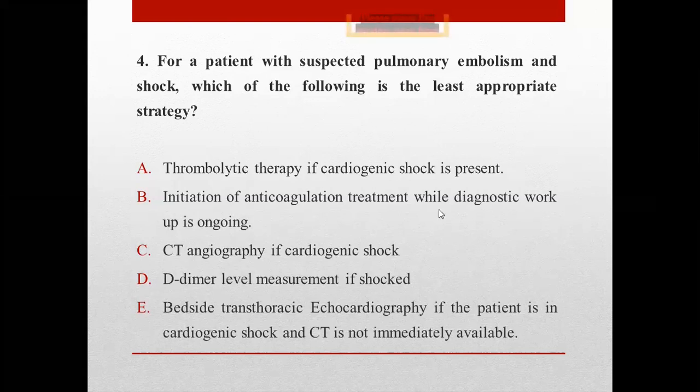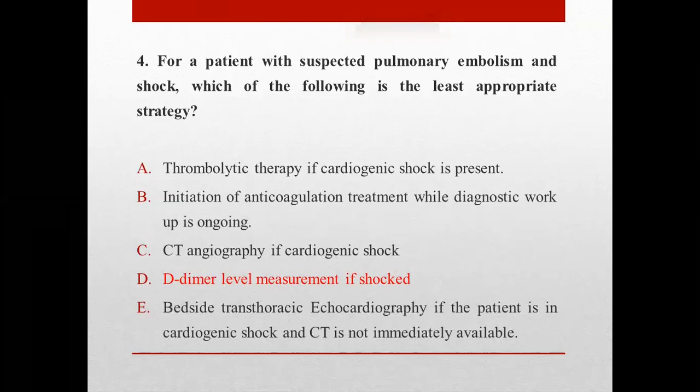So I can see that some of us have chosen C and others have chosen D. Pay attention that we are talking about the step that we don't want to do, the least appropriate strategy. Okay, so let's see the correct answer. The correct answer is D. Well, in a patient with pulmonary embolism presenting with cardiogenic shock, D-dimer measurement is not indicated.